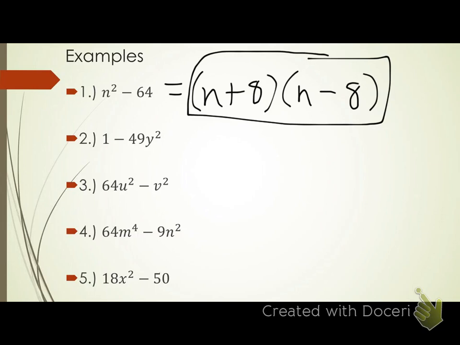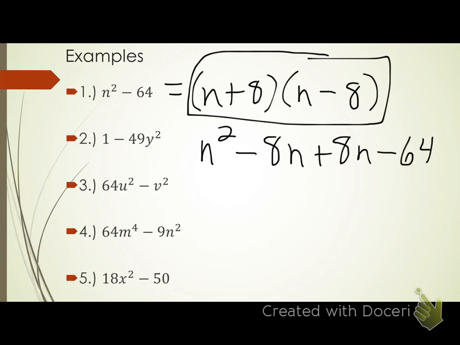If you FOIL it out, what's n times n? N squared. What's n times negative 8? Negative 8n. What's 8 times n? 8n. What's 8 times negative 8? Negative 64. What happens to those two middle terms? They get combined. Boom, they cancel out. So what are we left with? Which is my original polynomial, so I have factored correctly. Okay? We okay with that?